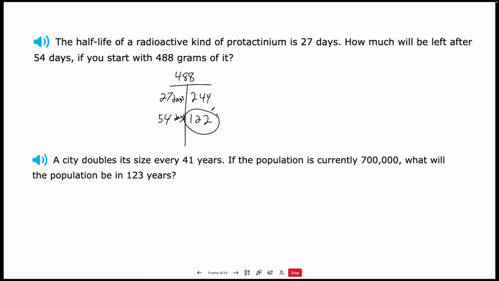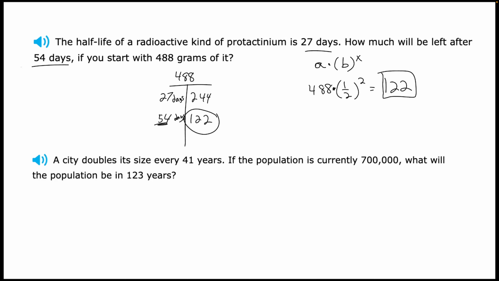If you did it the thinking-through way, it happens every 27 days. There's 54 days. So the first 27 days, you get half. And then the next 27 days, which would be 54 days total, will leave you with 122. Now, if you did it the formula way, then here is the work, and again, you get the same answer of 122.